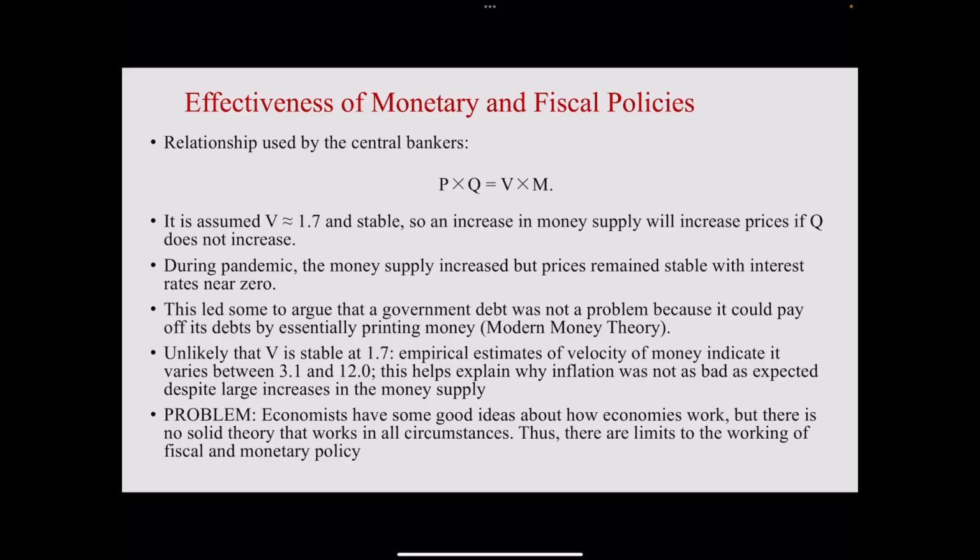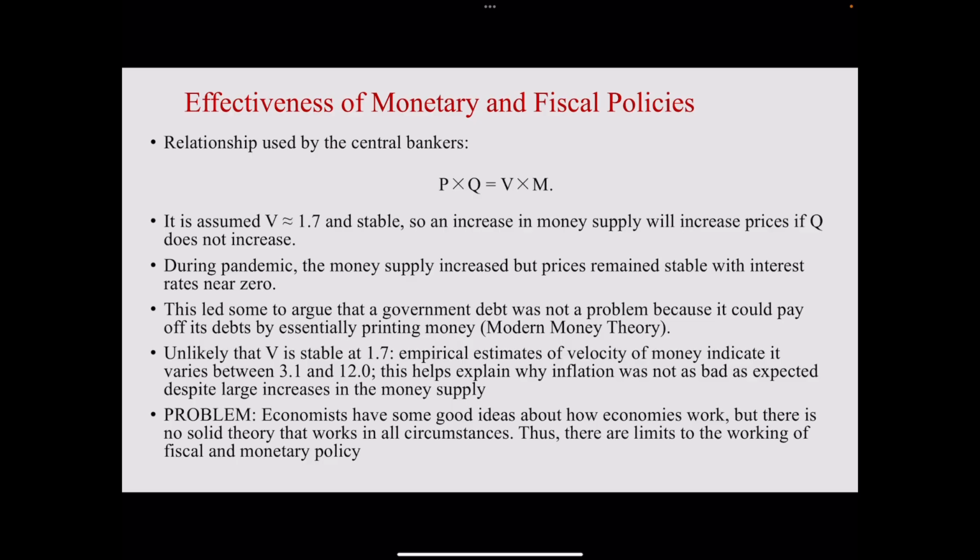So what's the effectiveness of monetary and fiscal policies? Well, the relationship used by central bankers is this one here. Price times quantity is equal to the velocity of money times M. And this is really a relationship that can probably be attributed to Milton Friedman.